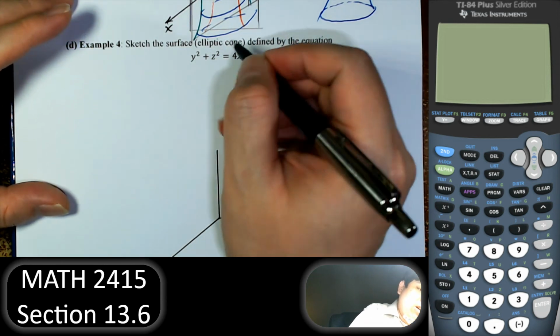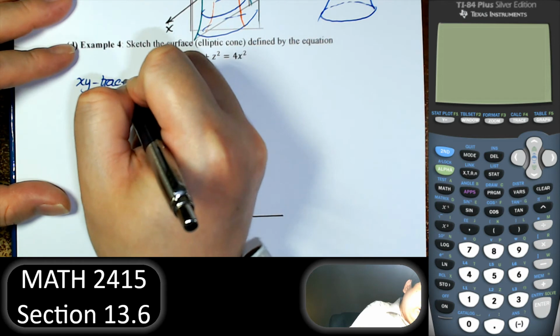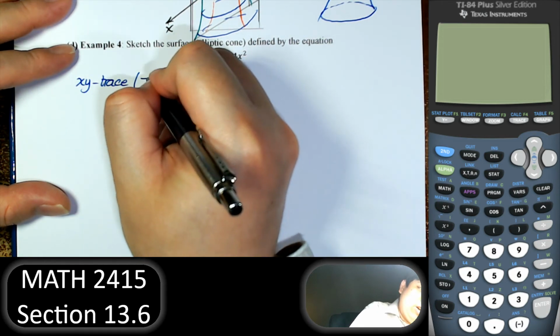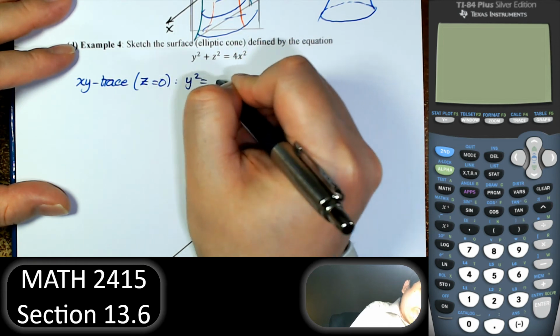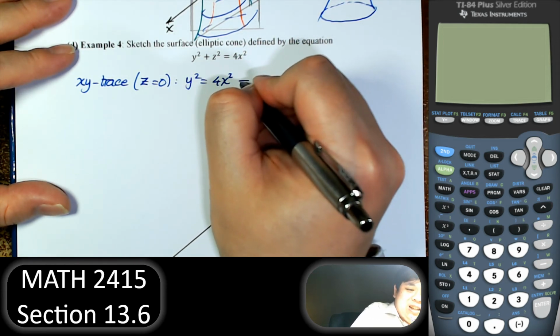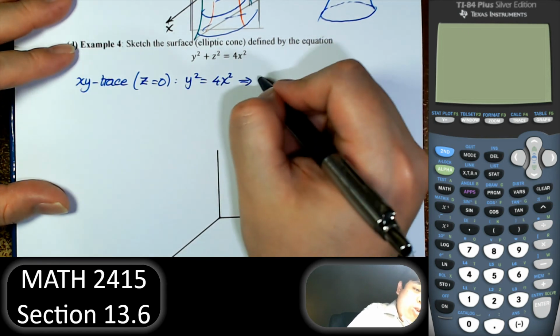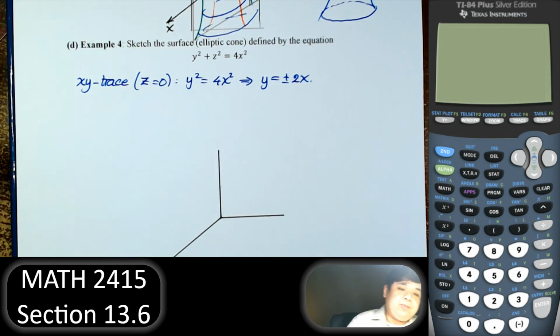Right, let's look at this. What happened on the xy trace? That is when z equal to 0, y squared equal to 4x squared. What's that? Take the square root on both sides, y equal to plus or minus 2x. Right?